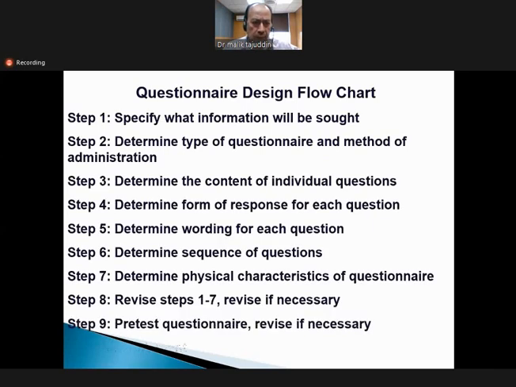Now these 10 points should be taken into consideration. This is the last slide. Specify what information will be sought, determine the type of questionnaire and method of administration, determine the content of individual questions, determine the form of response for each question. Number 5, determine wording for each question. Number 6, determine the sequence of the questions. Number 7, determine physical characteristics of the questionnaire. And then pre-test, revise steps 1 to 7 if necessary. Then you go to implement your questionnaire.